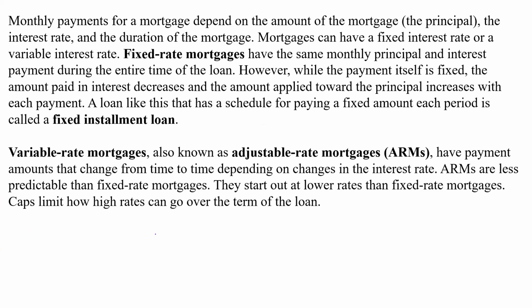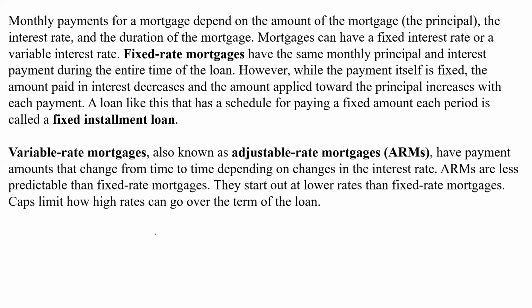Now, the monthly payments for a mortgage depend on the amount of the mortgage, which is your principal, the interest rate, and the duration of the mortgage. Mortgages can have a fixed interest rate or a variable interest rate. Fixed interest rate mortgages have the same monthly principal and interest payment during the entire time of the loan. However, while the payment itself is fixed, the amount paid in interest actually decreases over time, and the amount applied towards your principal actually increases over time.